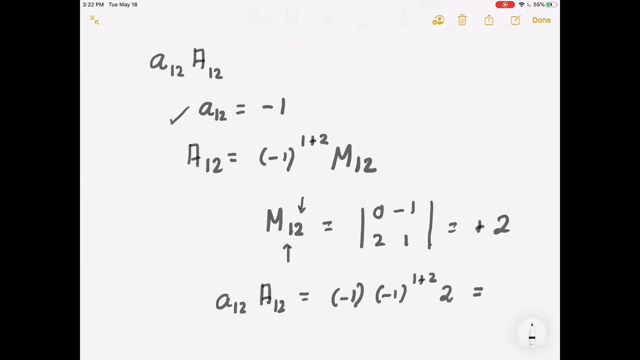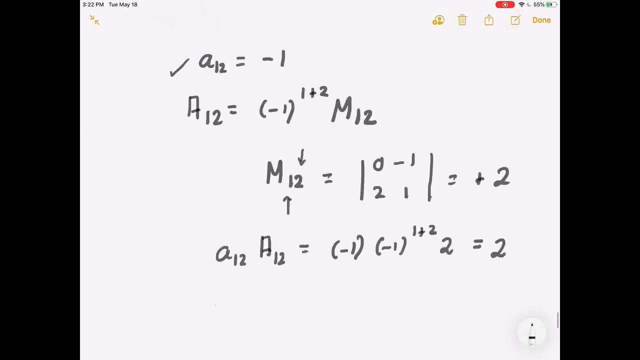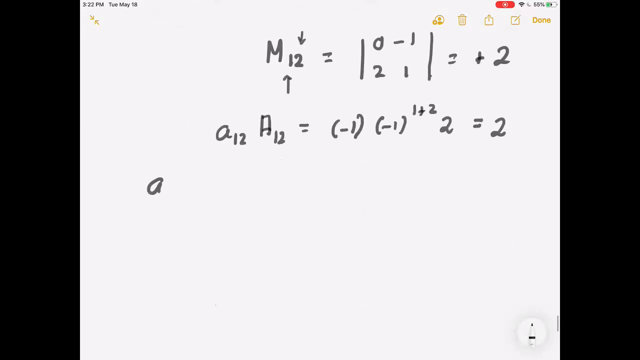And you get a minus sign times a minus sign times a minus sign times a minus sign. That's a positive 1. So this all equals 2. Okay, one last term to evaluate, and then we're finished. The matrix element a sub 1, 3 times the cofactor a sub 1, 3.